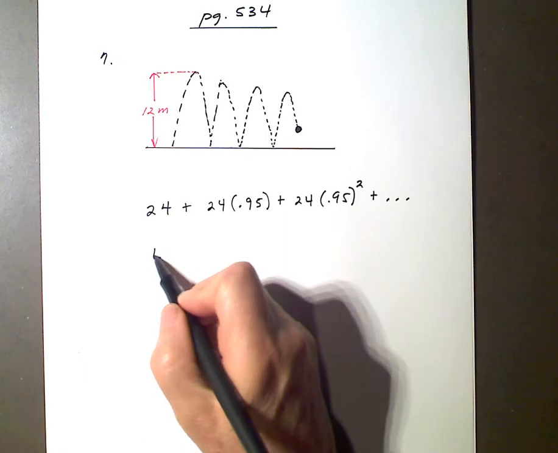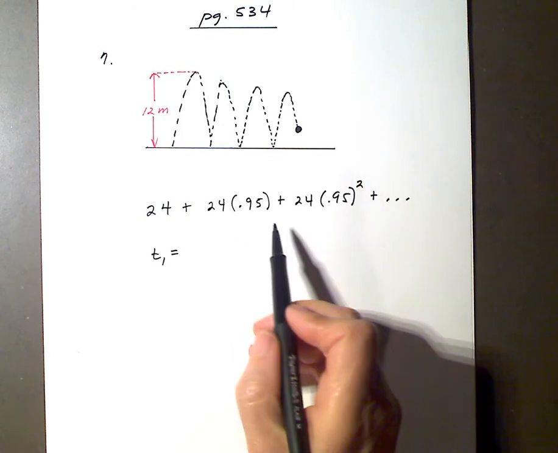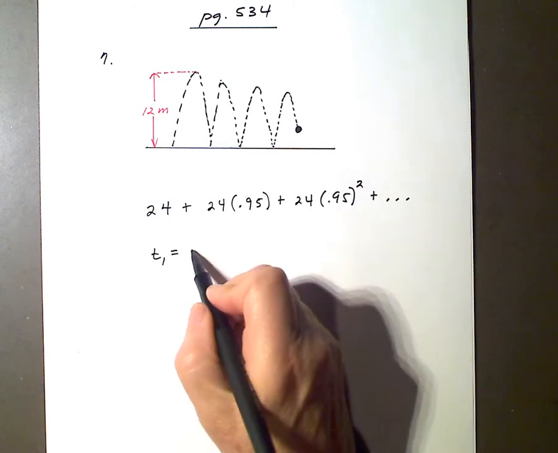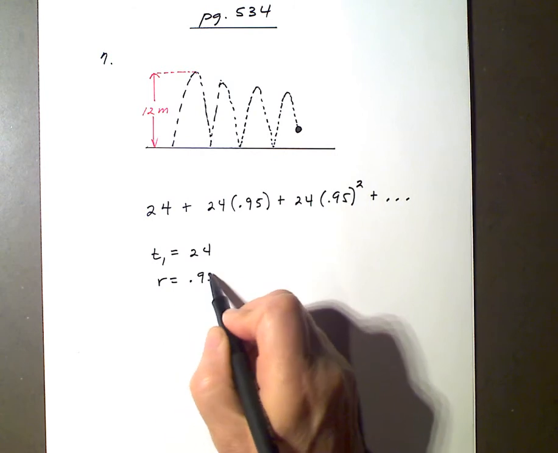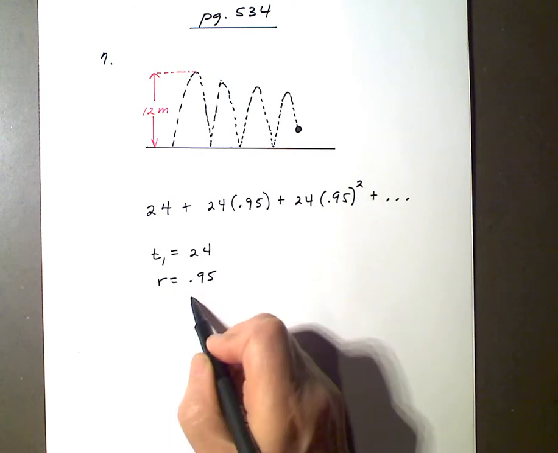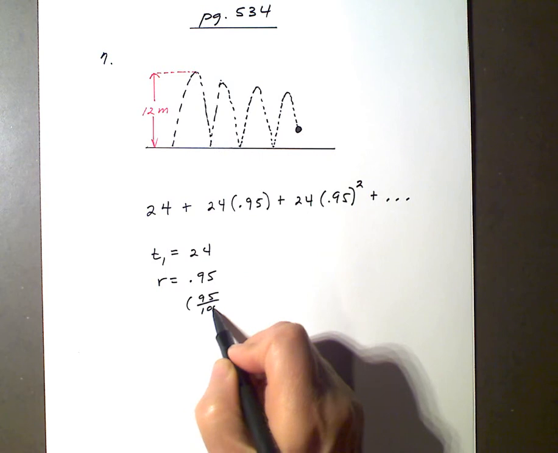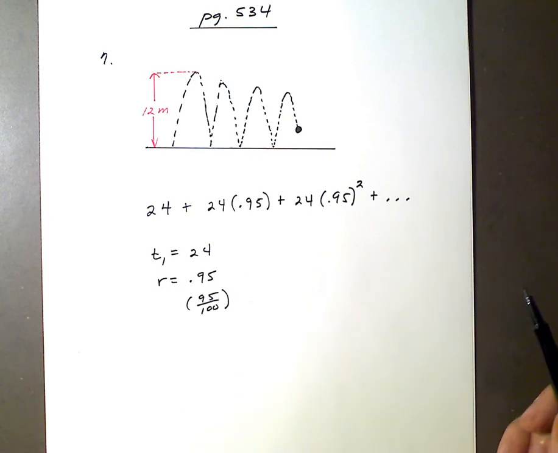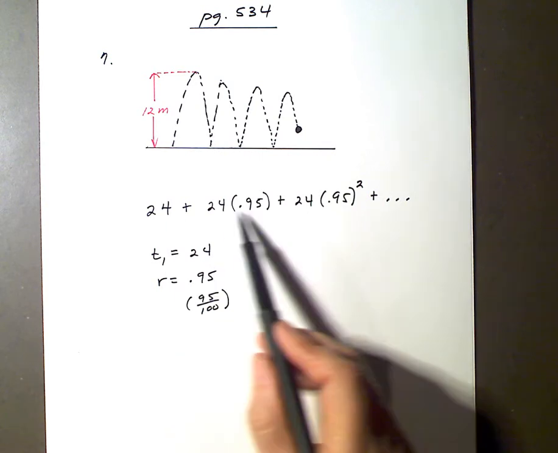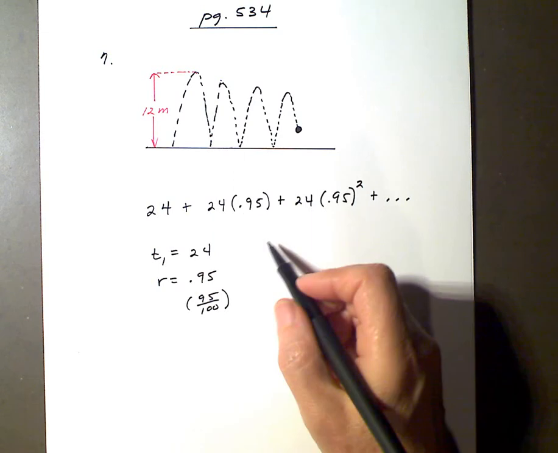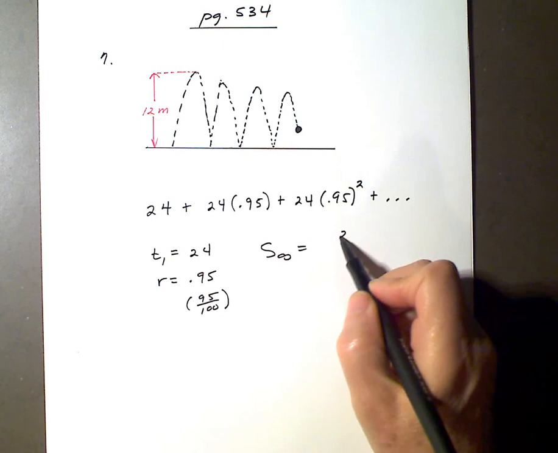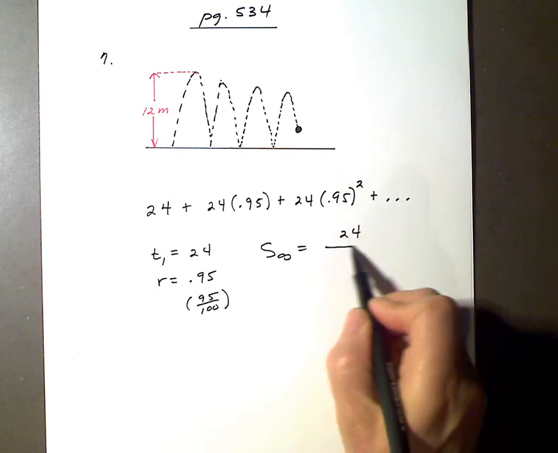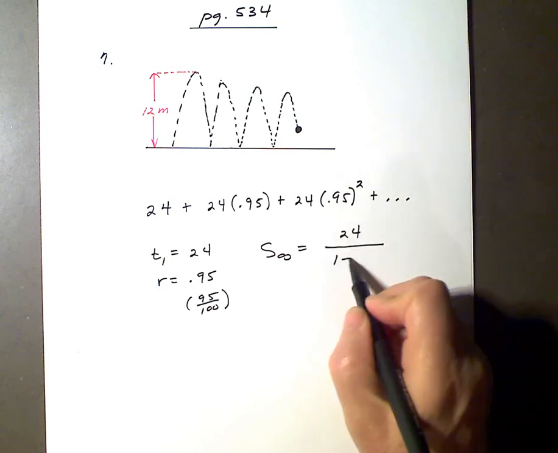So we look at this as an infinite geometric series, we think. So the first term is 24, and the common ratio is 95%, or we could look at that in rational form as 95 hundredths, and definitely less than 1. So this series is going to converge to a finite value. So we look at this as an infinite sum, and we say this is the first term of 24 divided by 1 minus 95 hundredths.